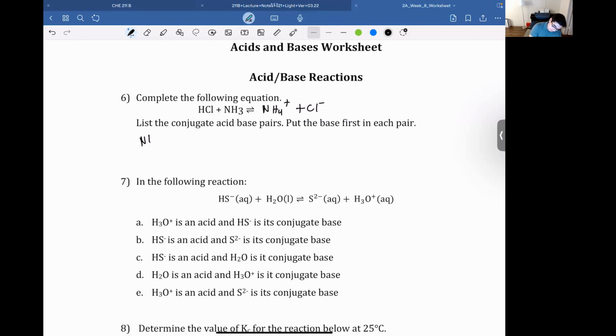So we have NH3 and NH4 plus, where it gains a hydrogen. When you gain a hydrogen, it goes up in charge because it's an H plus. And then you have Cl minus, they want the base first, and HCl. So these are the bases, and then they're conjugate acids.